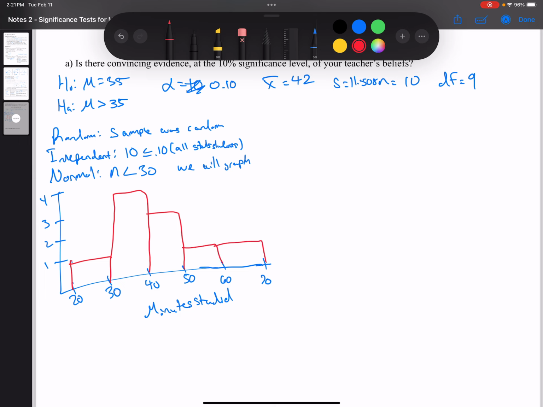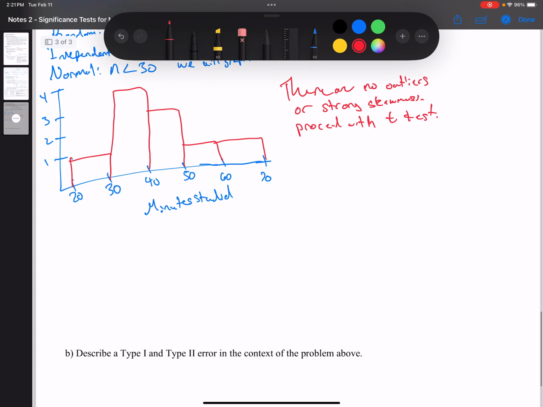Okay, so I would argue there are no outliers or strong skewness. So proceed with a t-test or something like that. All right, because we don't see any evidence of it not being normal, we're going to proceed with the t-test. And of course we have to state, hey, it's a one sample t-test.